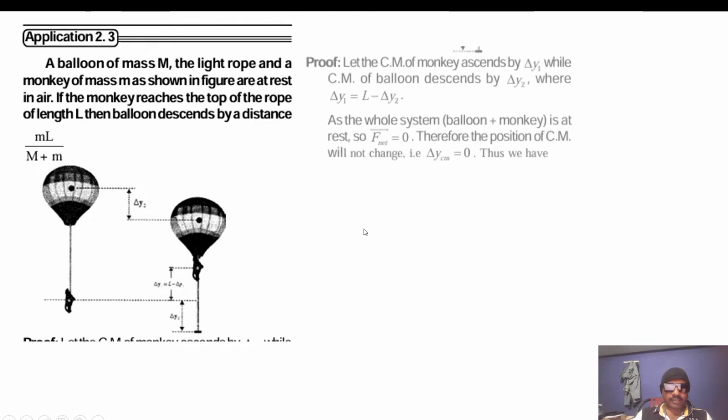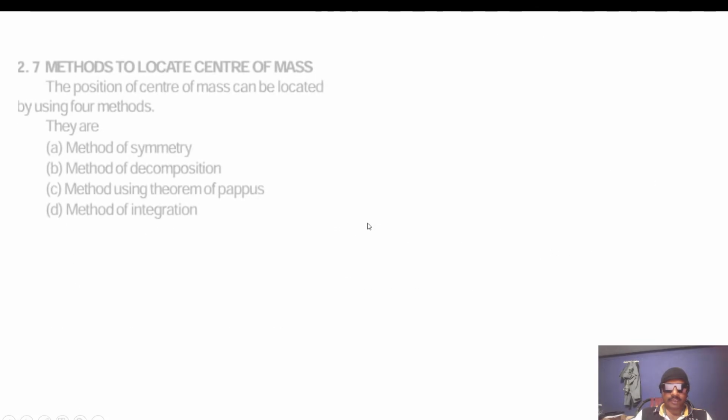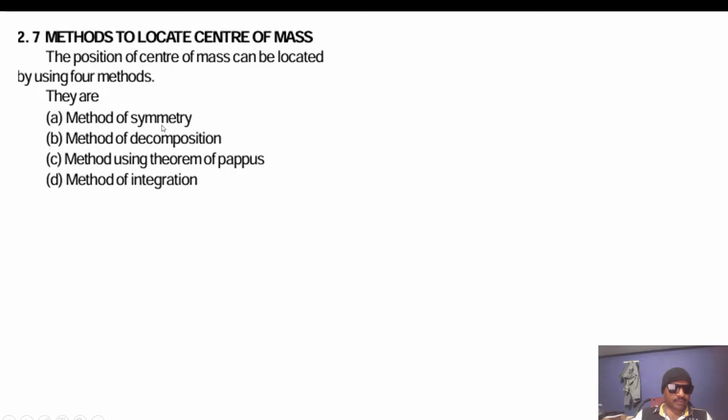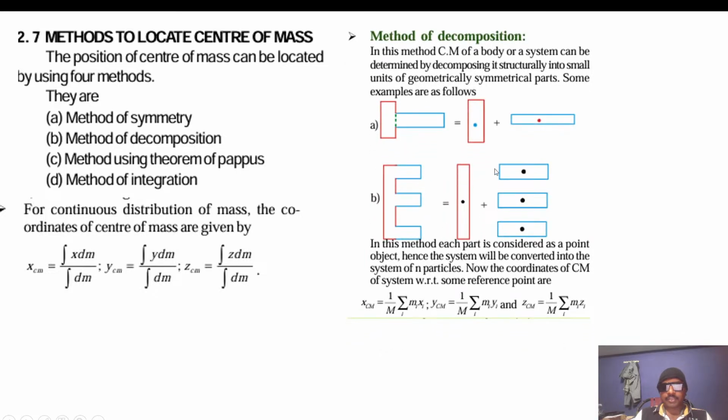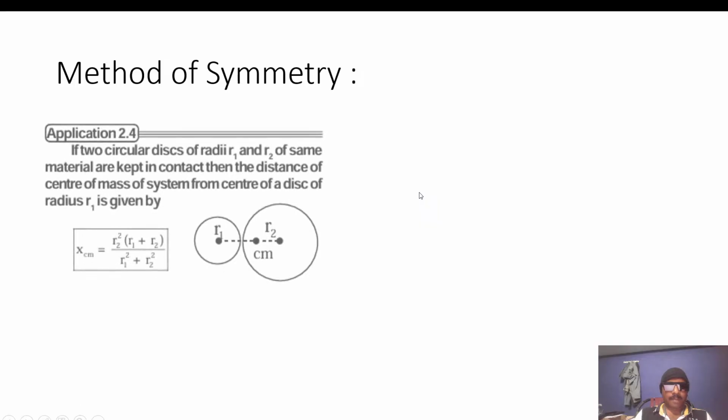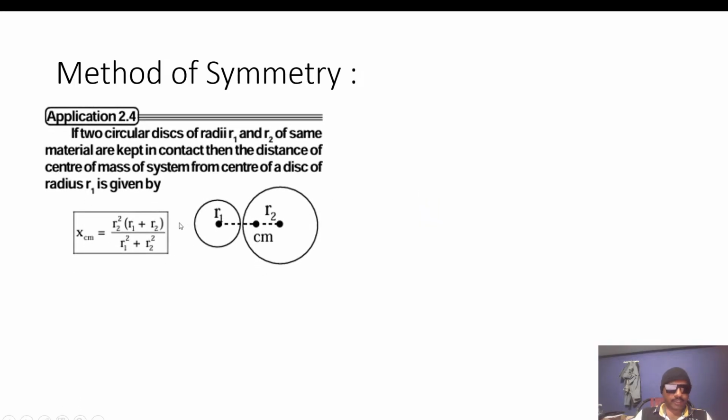Methods of center of mass. One is method of symmetry, another one is method of decomposition, next one is method of integration. This is one of the important formulas to find out the center of mass. Yeah, this is most important.